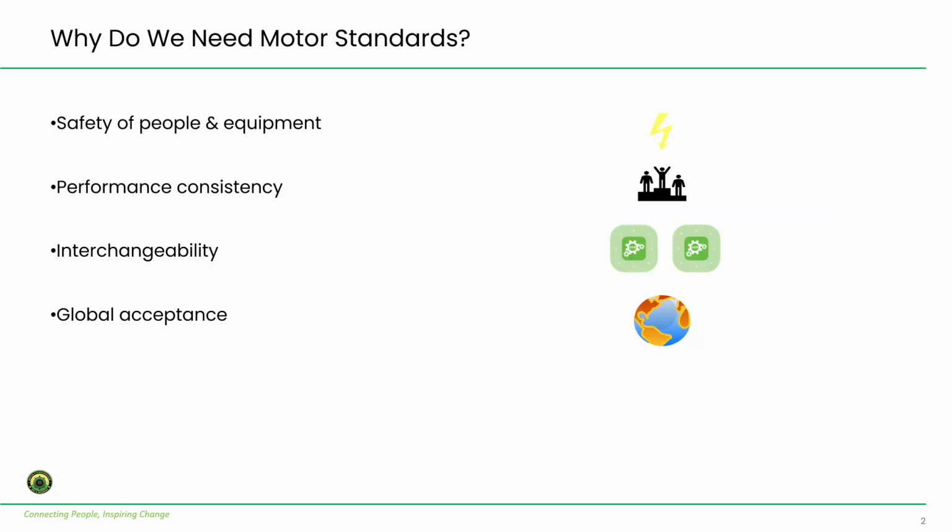Let us first understand why motor standards are required. Imagine if every motor manufacturer used different voltage ratings, insulation class levels, or testing methods. This would create a serious safety risk and performance issues. What do motor standards do? Motor standards ensure safety of people and equipment, consistent performance, interchangeability of motors, global acceptance. That is why international standards are essential.